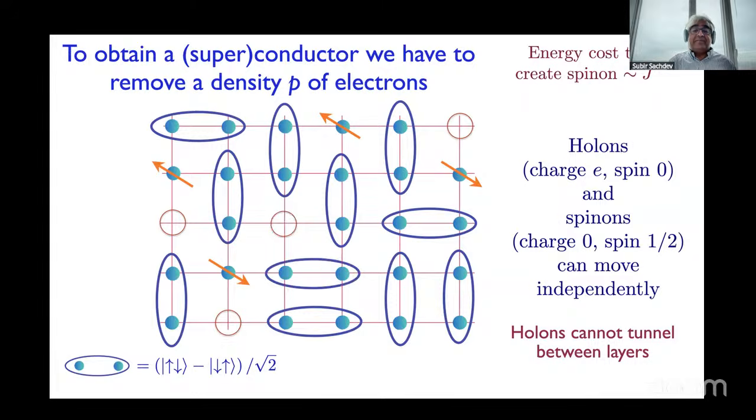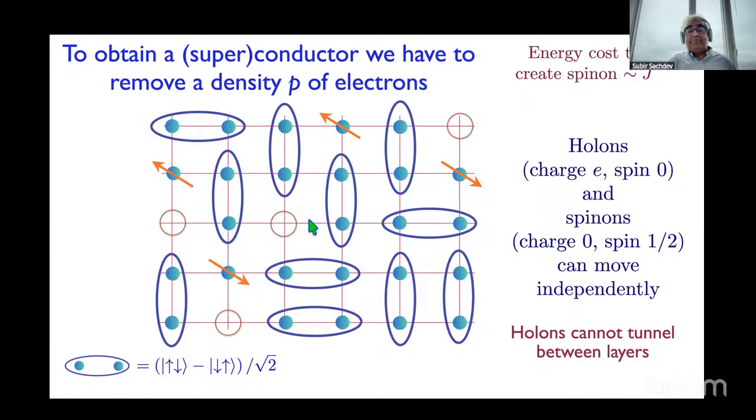And the vacancies can also move around, and these are what we call holons, which have charge E and spin 0. So the picture is that when you dope an RVB state, you get these deconfined excitations with these strange quantum numbers as your metallic state. Now, if these holons are fermions, then they can give you the temperature-independent Hall coefficient of density P.